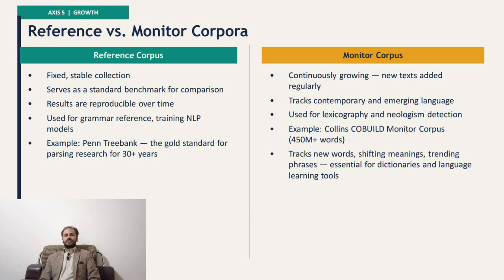Reference corpora versus monitor corpora. A reference corpus is a fixed collection used as a standard benchmark for comparison. A monitor corpus is continuously growing. New texts are added as they are produced. The Collins Bank of English, which forms the basis of the Collins English Dictionary, is a monitor corpus that contains 400 million words. Monitor corpora are particularly valuable for tracking new words, emerging meanings, and contemporary usage patterns.